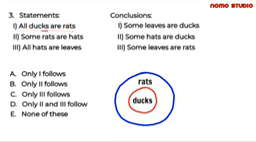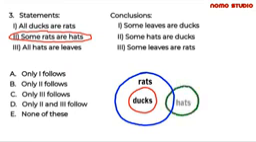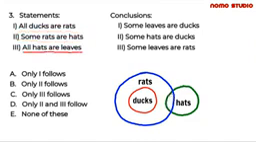Statement number 2. Some rats are hats. Notice the word some, meaning there are some but not totally all. So this will be. They share some portion of the circle because of the word some. Next, all hats are leaves. So, it means the whole circle of hats will be in the circle of leaves because of the word all.